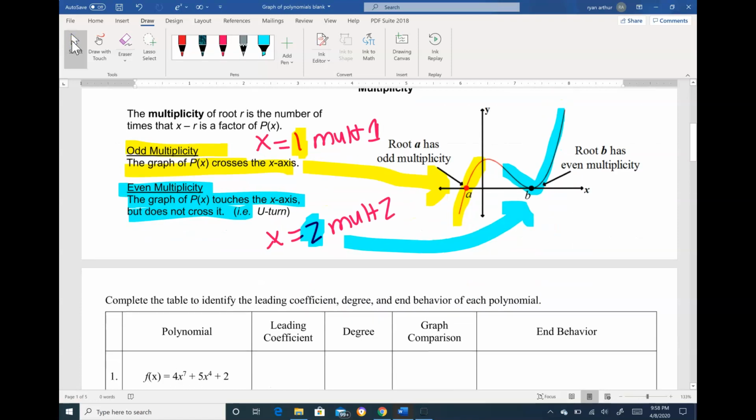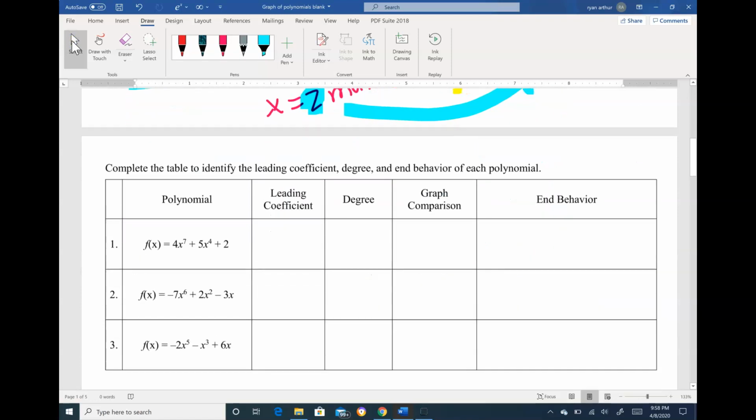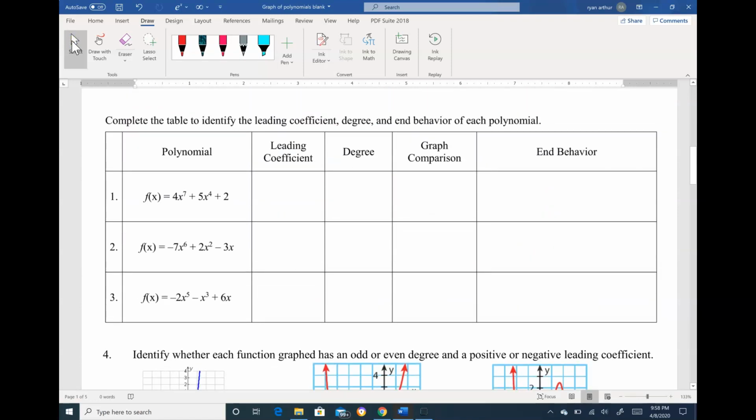All right. So here I want to talk about the leading coefficient, and I want to talk about the degree and the graph comparison. We're just going to sketch the graph based off of what we know, and then I'm going to state what the end behavior is. Or no, the graph comparison is going to be the parent function. No, we're not doing that.